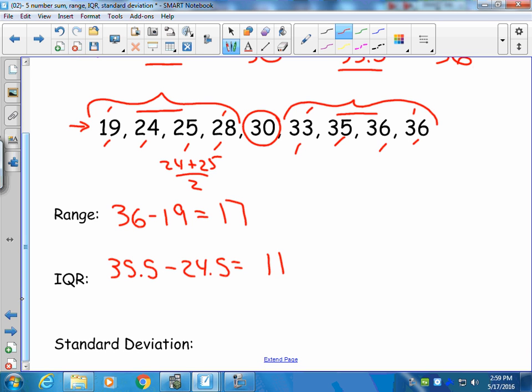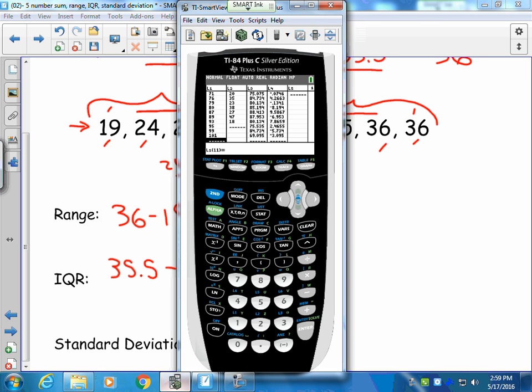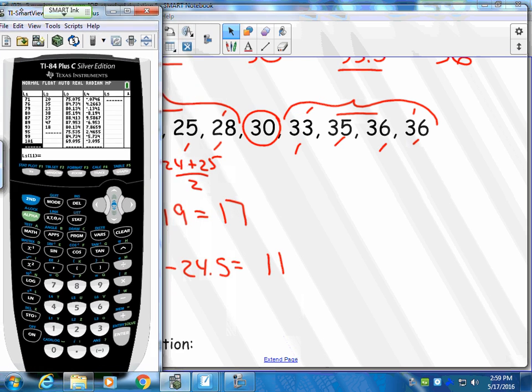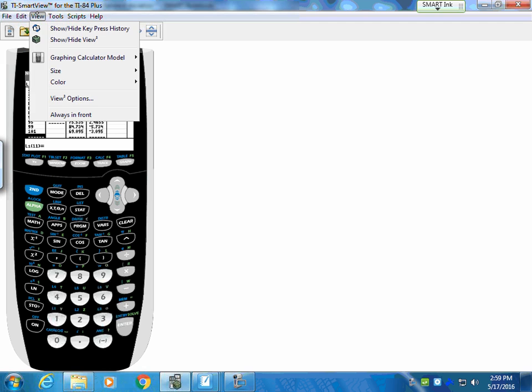Now, standard deviation is something that we can't calculate by hand, so we have to use our calculator to do that. Now, to do this in the calculator, 19 and 24 are our first two values. I'm going to move this guy over here.